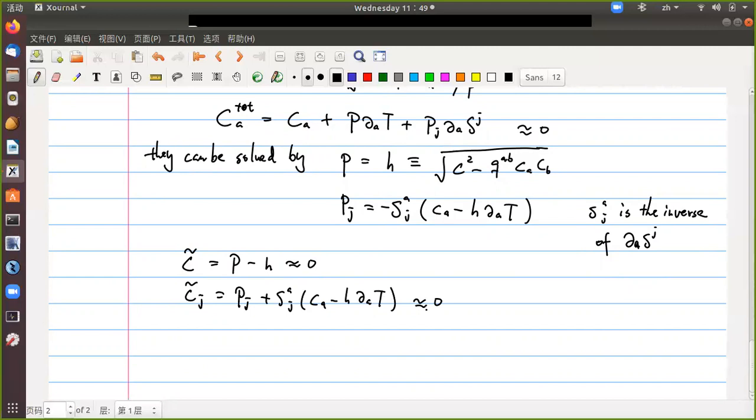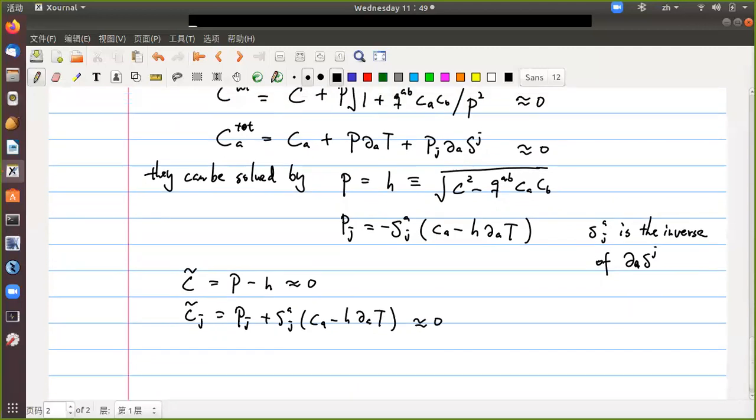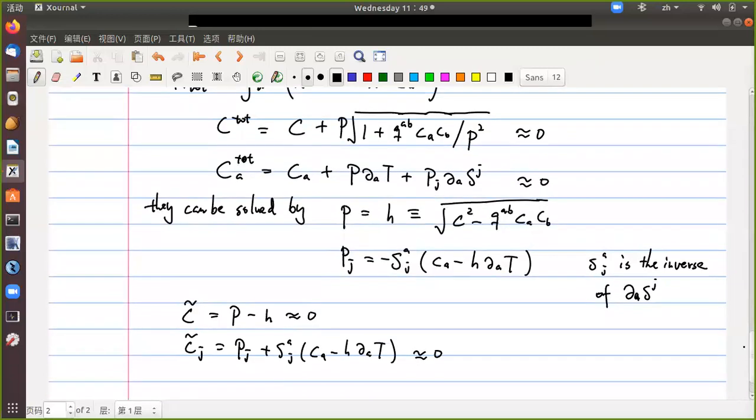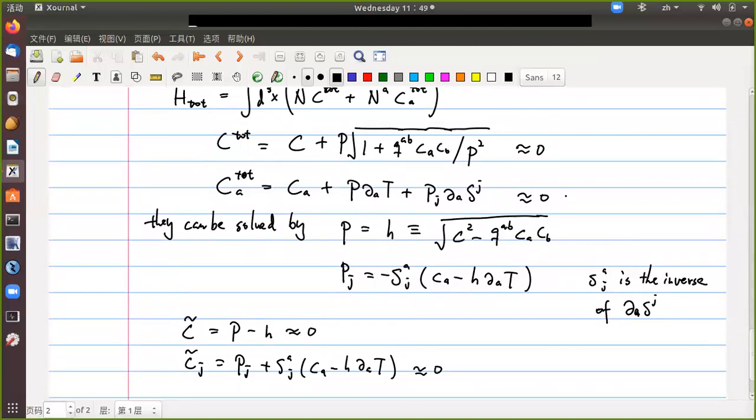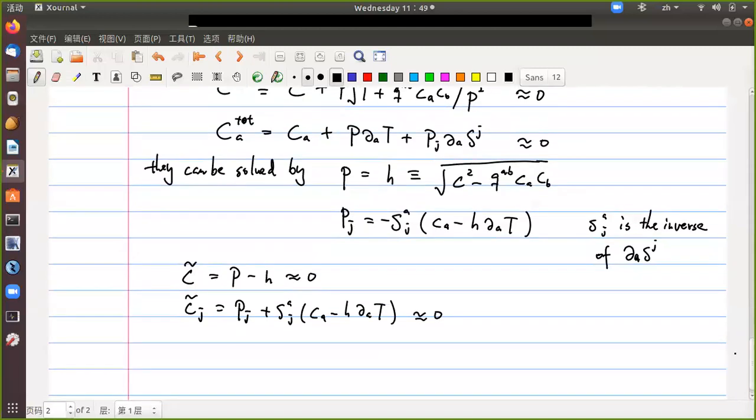So you can see these two constraints are in some sense equivalent constraints of the earlier C total and C_a total. And now these constraints simply depend on P in a very simple manner. And also because of the dependence on P and Pj, these constraints are actually abelian. They are abelian constraints.